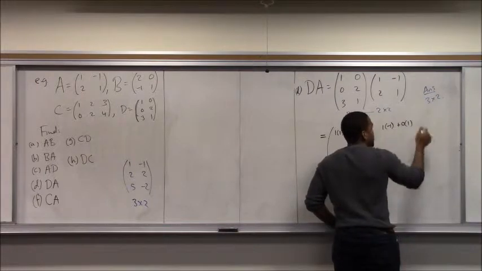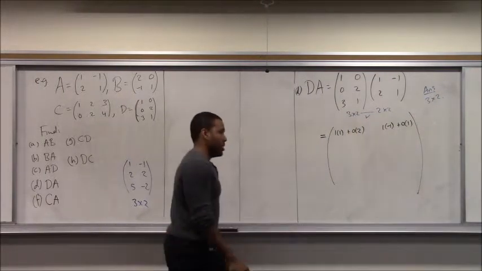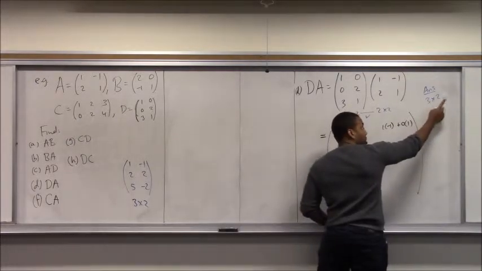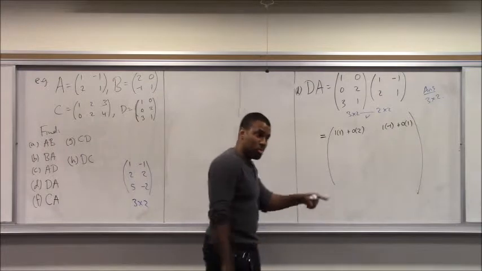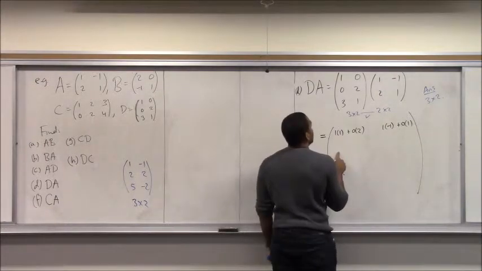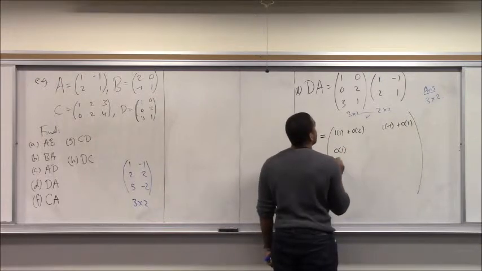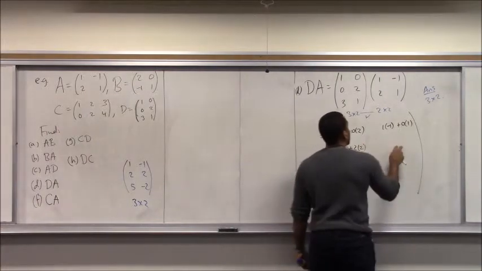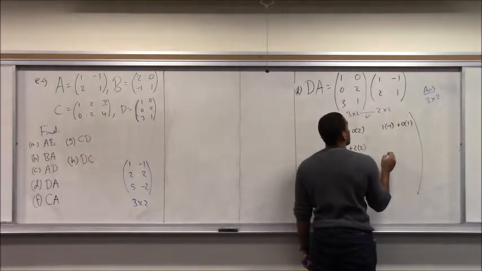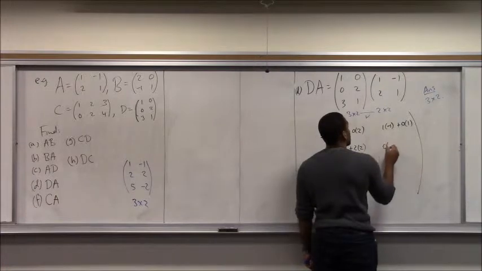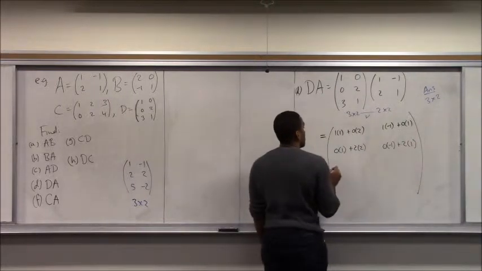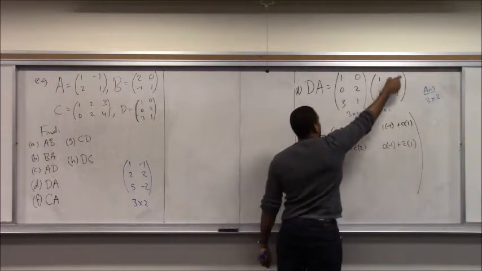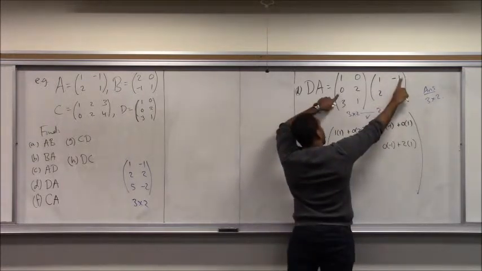Nothing? You should stop. It should be a 3 by 2. You already have 2 columns. Stop. Move down. Okay, what goes down here? 2 by 1. 0 times 1 plus 2 times 2. Wait, how do you get that? 0. First row times second column. So how should you get that? 0 times -1 plus 2 times 1.